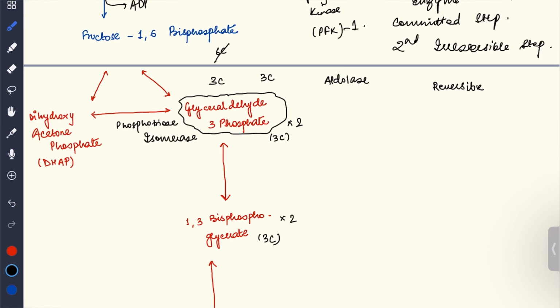Okay, glyceraldehyde 3 phosphate will now be converted into 1,3 bisphosphoglycerate. This is a very important step. Here one NAD is being converted to NADH. One NADH, how many ATPs do we consider? 2.5 ATP. So here we have ATP formation, and twice NADH will be formed because I have two molecules of glyceraldehyde 3 phosphate. This is also a reversible reaction.